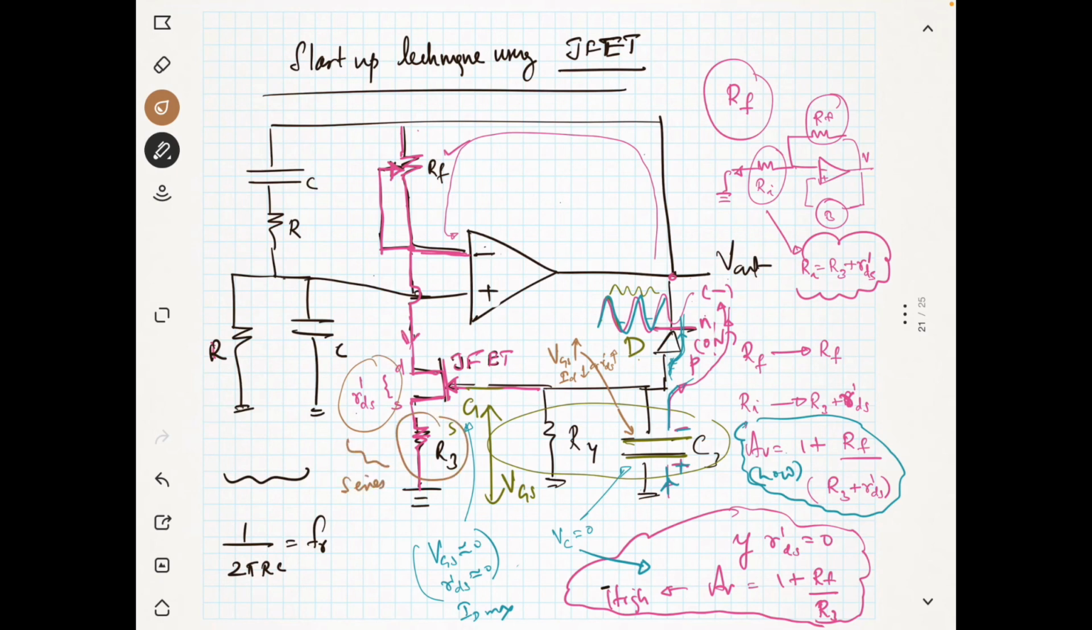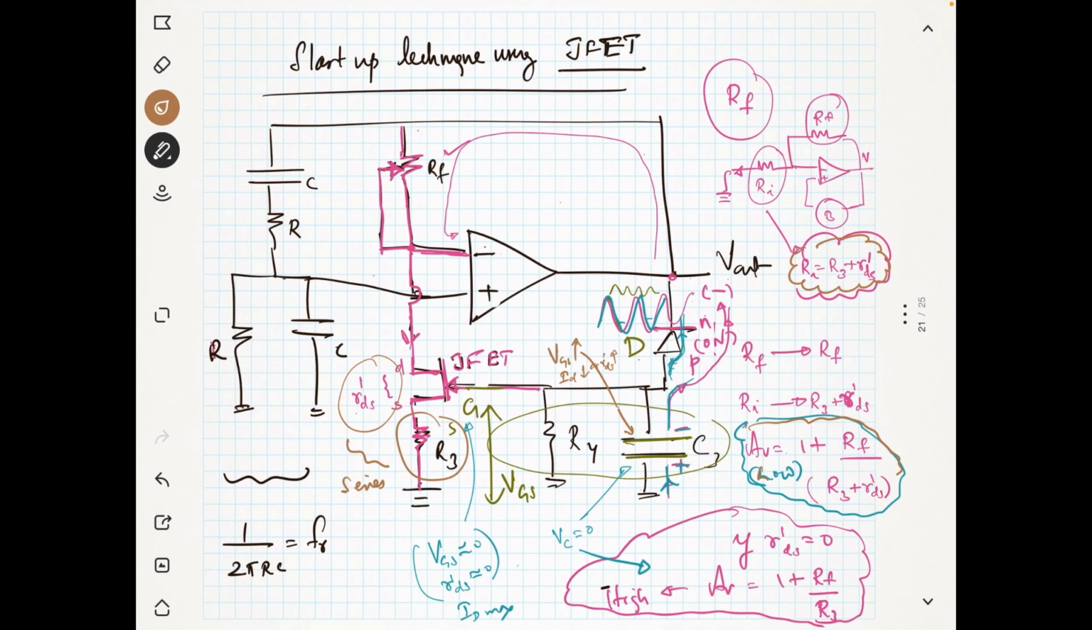Because of that, the gain has a formula, 1 plus Rf by Ri, and Ri is nothing but your R3 plus R'ds. So what will happen? Your gain is now low. Whenever the output reaches high, the gain automatically comes down. So the gain will now maintain Av times B equal to 1.